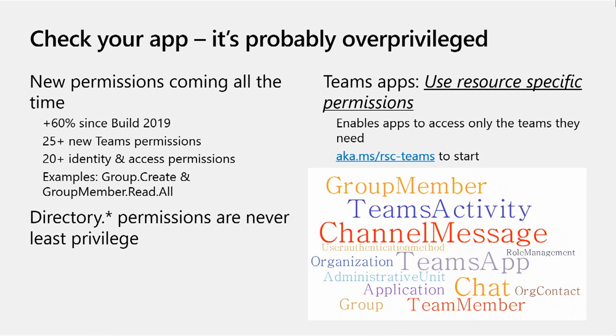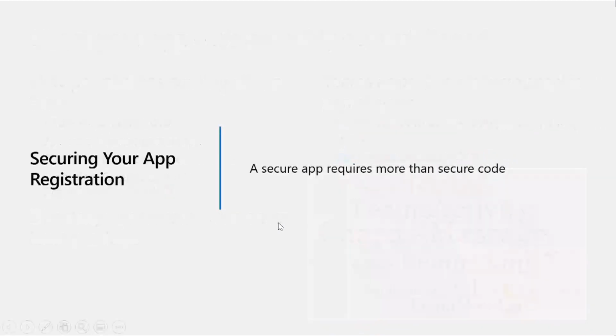And if you're building a Teams app, you should definitely use resource-specific consent. We're in public preview now with resource-specific consent. And that enables your Teams app to only have access to the teams that have installed that app instead of all teams across the company. It'll make it much more likely for your app to get adopted.